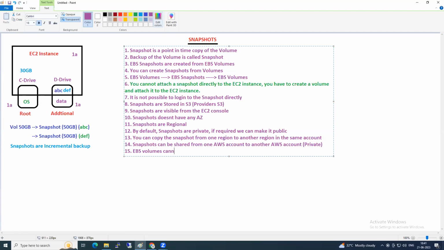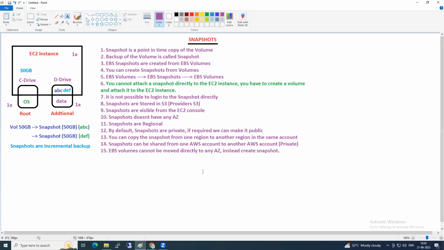EBS volumes cannot be moved directly to any other availability zone. What we need to do is instead create a snapshot and share. Okay, snapshot. That's it. Is it clear till here, everyone?